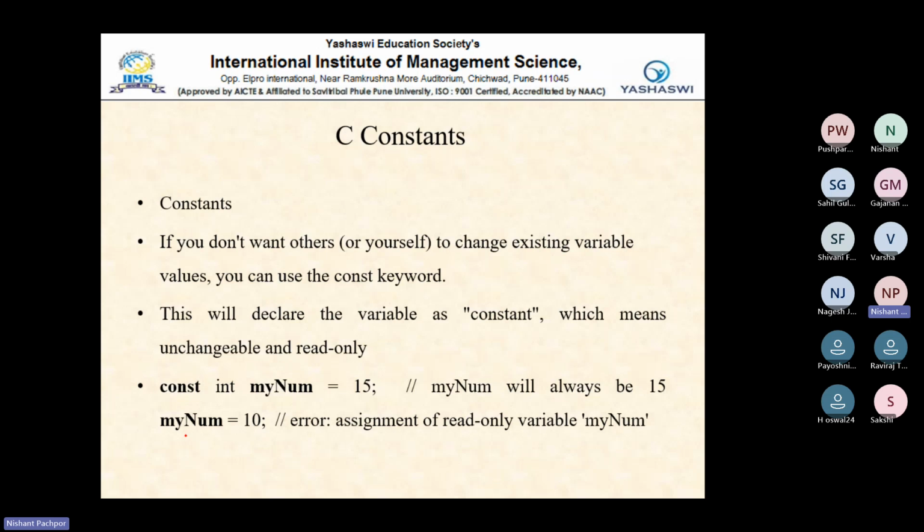We cannot change it. For example, I have written const int num declared as 15. That num variable will be stored with the value 15. It is fixed. After that, if I want to change my number in the last statement, it will show an error because it is a read only value. It cannot be modified. So that is called a constant fixed value.